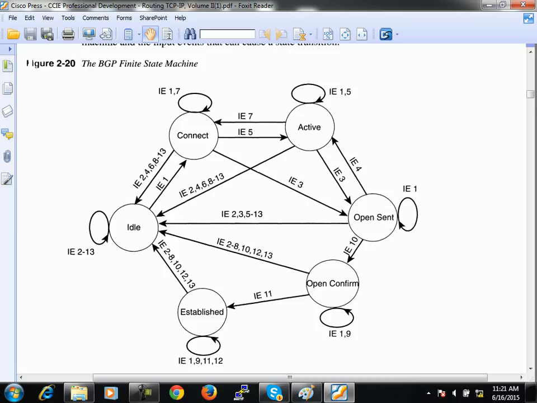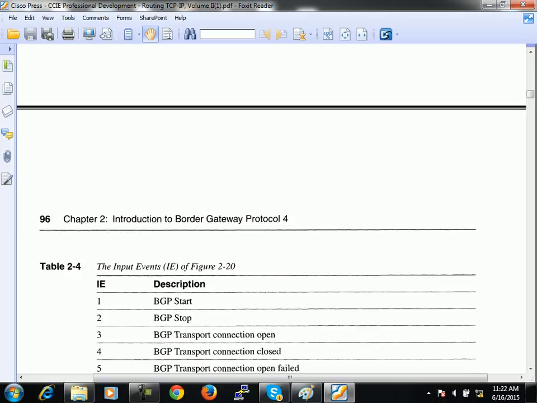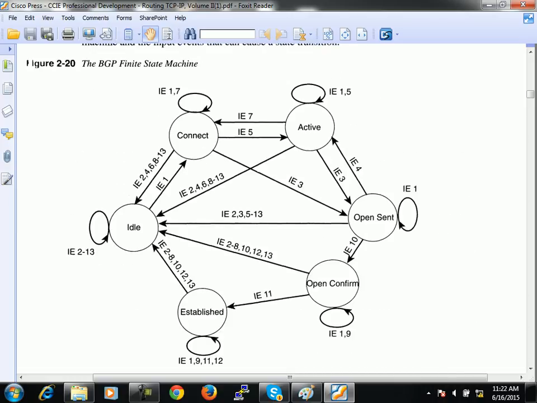Then only can it move into open confirm. But along with input event 10, input event 4 can also occur. If someone has closed your TCP connection, input event 4, you can check it out. If the TCP connection has closed, then your neighborship can move back from open sent state to active state. Also, if input event 2 occurs, what is the meaning of input event 2? BGP stop. Let's say you have stopped BGP. In that case also, your neighborship will directly move from open sent back to idle state. Remember, from open sent state, you cannot directly move back into connect state. You can move back into active state or idle state, or you can move from open sent to open confirm, just after receiving an open message from the neighbor.